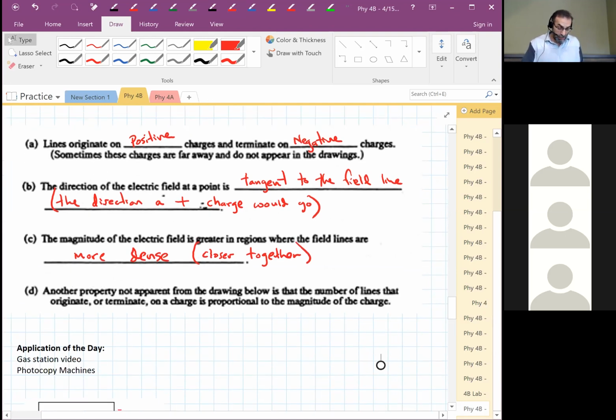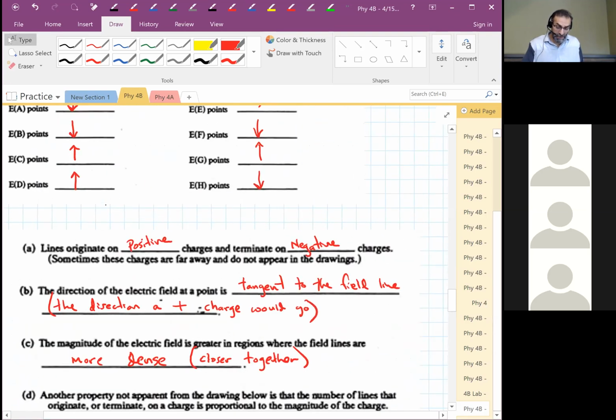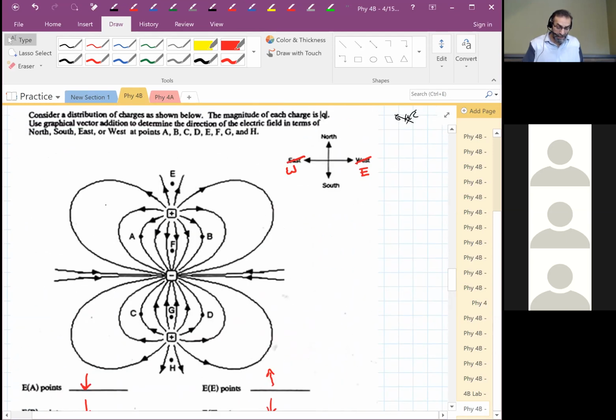And then it says here, another property not apparent from the drawing is that the number of lines that originate or terminate on a charge is proportional to the magnitude of the charge. So if you've drawn your diagram correctly, how many field lines do we have coming from this? We've got 1, 2, 3, 4, 5, 6, 7, 8, 9, 10, 11, 12. So we have 12 lines coming from this one. And how many lines do we have coming from this one? 1 through 12. We have 12 lines coming from this one. So these two charges would be the same.